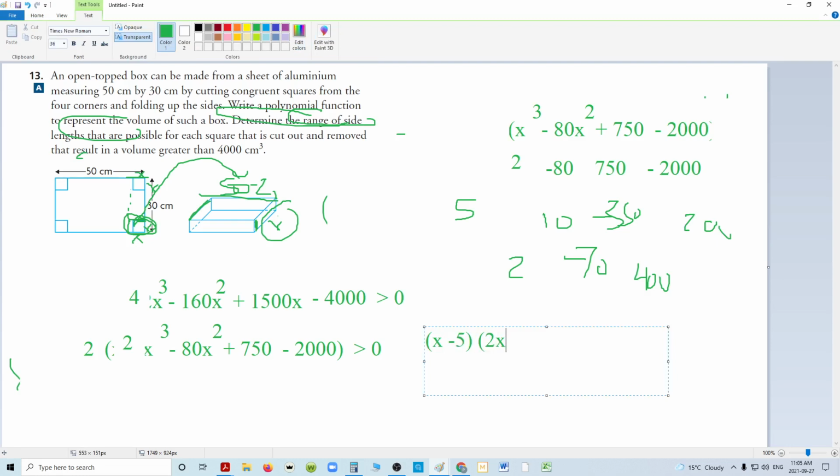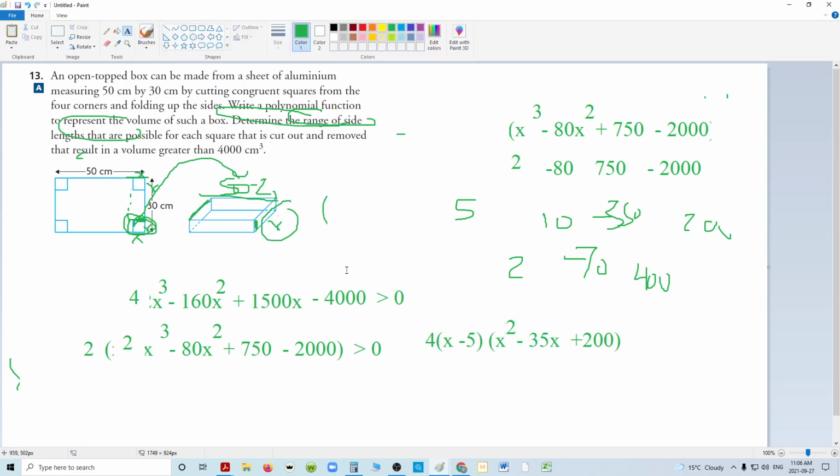And we'll have 2x squared. I could have factored out another 2, stupid. Minus 70, plus 400. Let's factor out another 2. I'm left with x squared minus 35x plus 200. This whole thing in front now should be a 4. There we go. Now I'm left with this, which probably has a negative and a positive root.